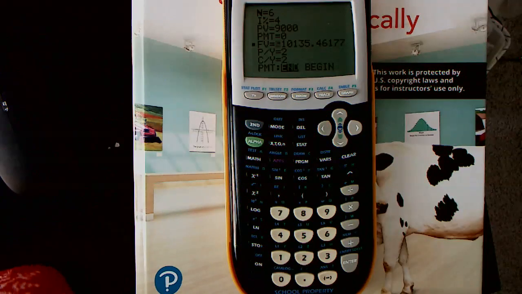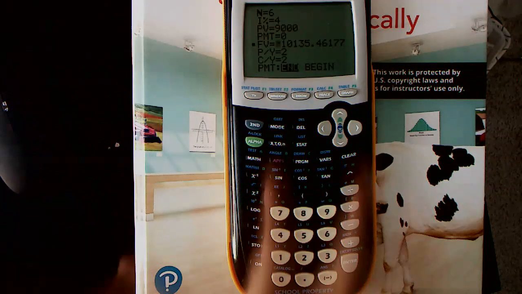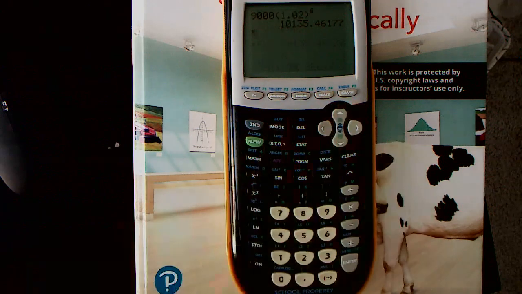Is that the same value? $10,135.46. Same value or different value? Same value. Do you see that? Okay, question. Do you like the second method? Use the app.